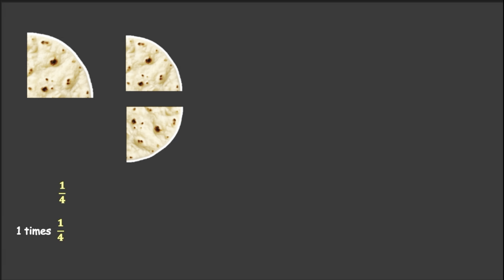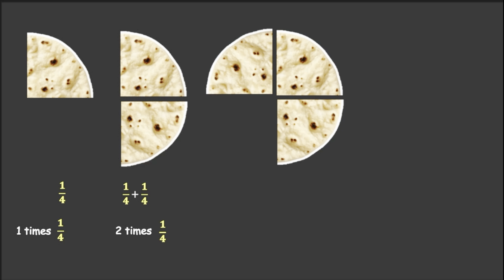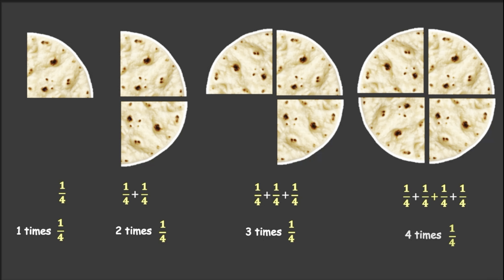If I take two such parts, I will write 1 by 4 plus 1 by 4, that's 2 times 1 by 4. If we have three such parts, we'll write 1 by 4 plus 1 by 4 plus 1 by 4, that's 3 times 1 by 4. So for 4 such parts, we will get 4 times 1 by 4, which is nothing but one full roti.